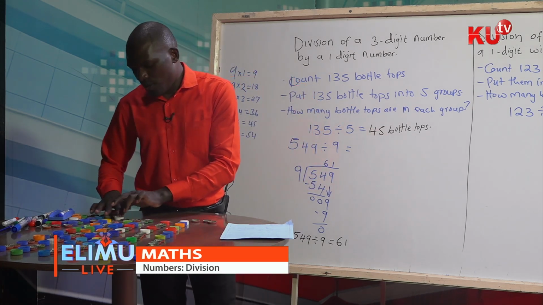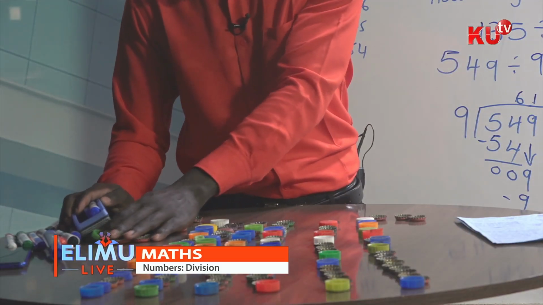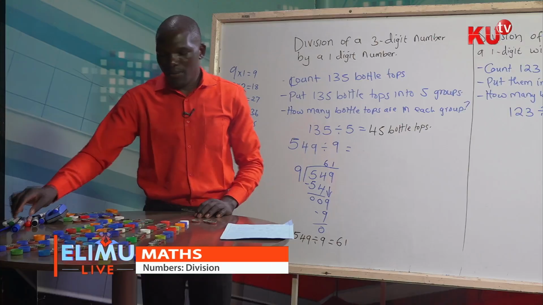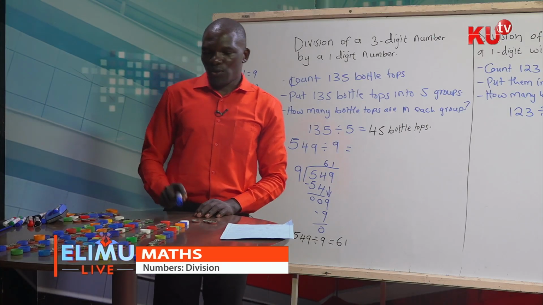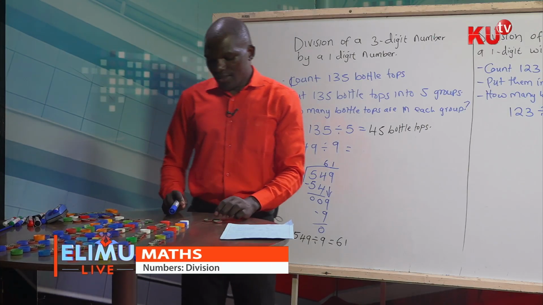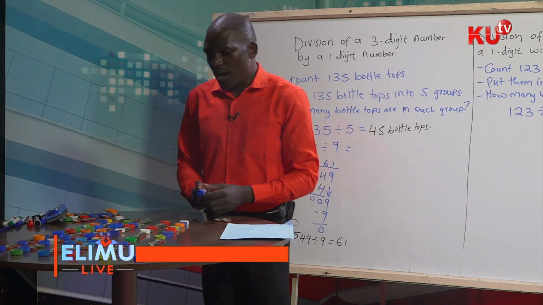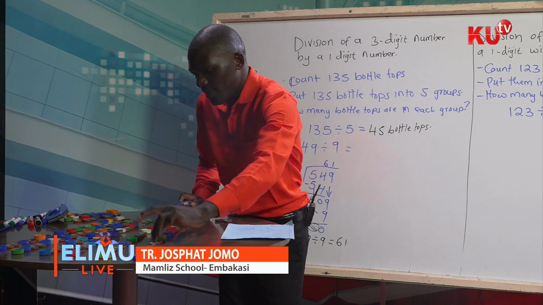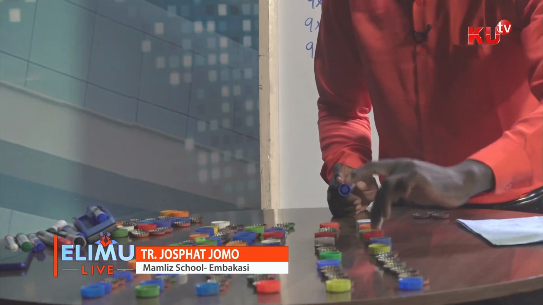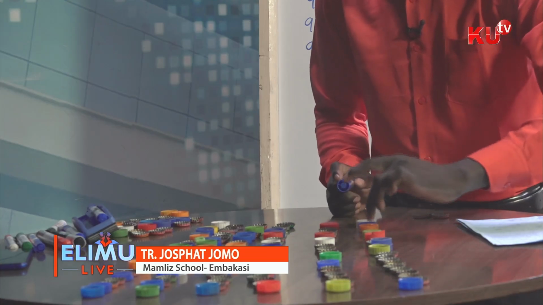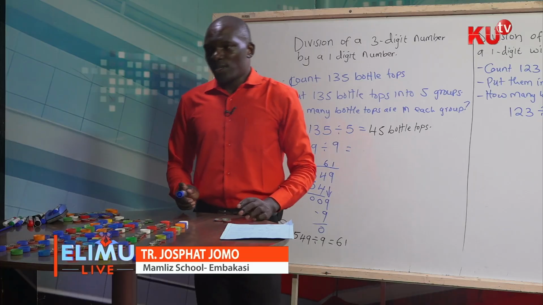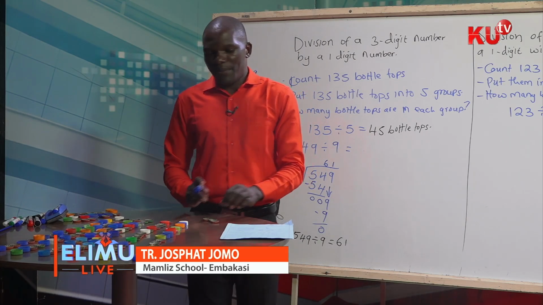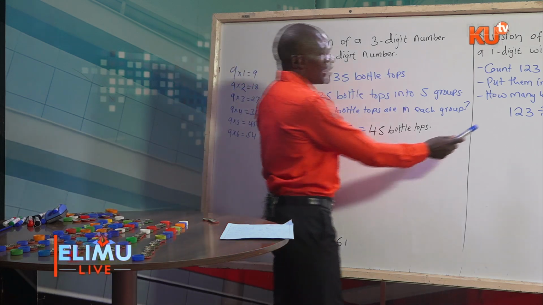So from our groups, we have already shared the 123 bottle tops in 6 groups, and when you count, you will realize that each group has 1, 2, 3, 4, 5, 6, 7, 8, 9, 10, 11, 12, 13, 14, 15, 16, 17, 18, 19, 20. So out of 20, we have 3 bottle tops remaining. I said we have 123.